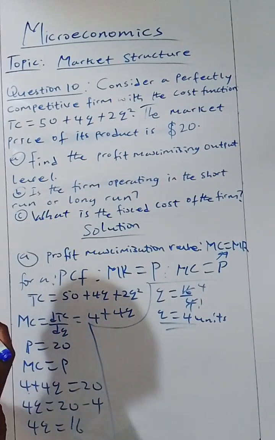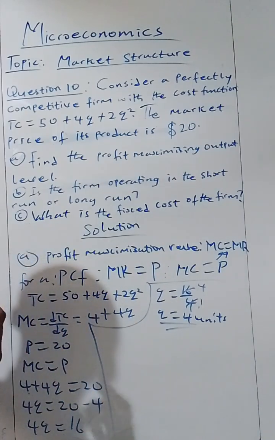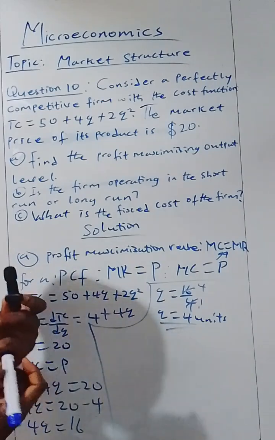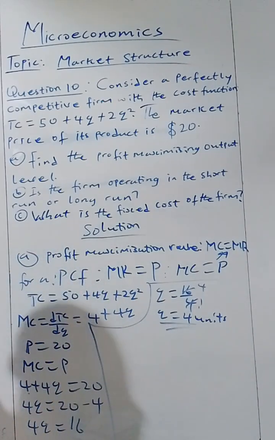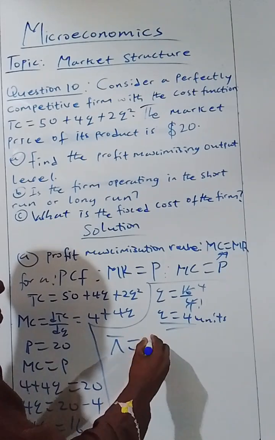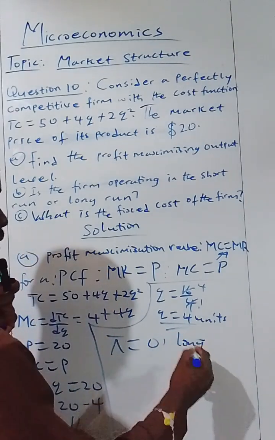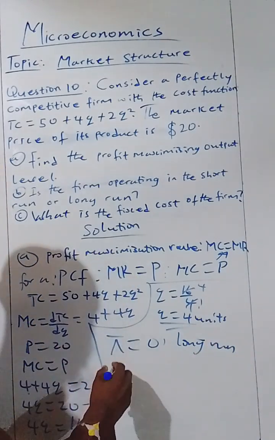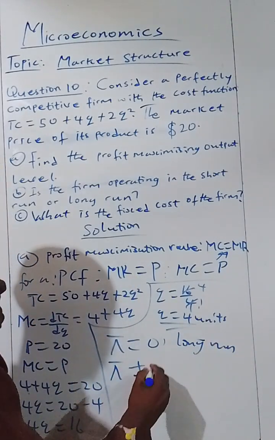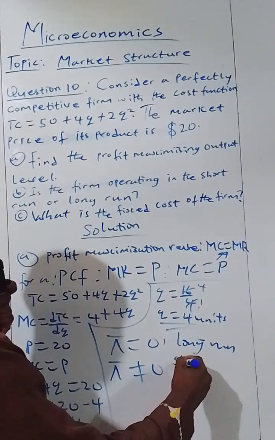Now, this is A. Then question B says, is the firm operating in the short run or long run? How do we know? We know whether the firm is operating in the short run or long run using this criteria. Just listen to me. The firm is in the long run if it makes zero profit. That is, if you find the profit of the firm and it is equal to zero, that shows that the firm is operating in the long run. But if the profit is not equal to zero, the firm is operating in the short run.